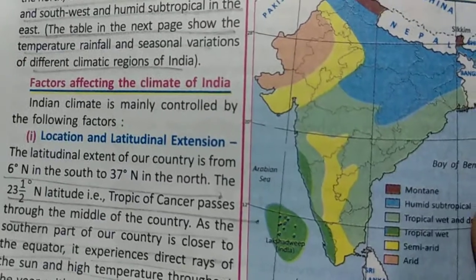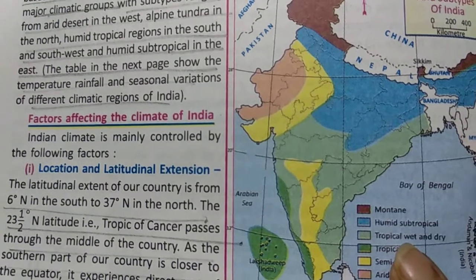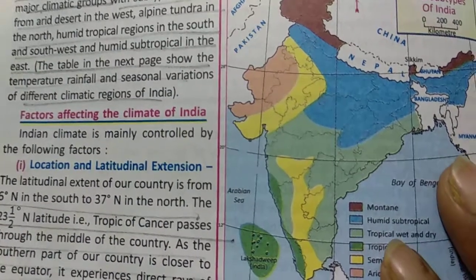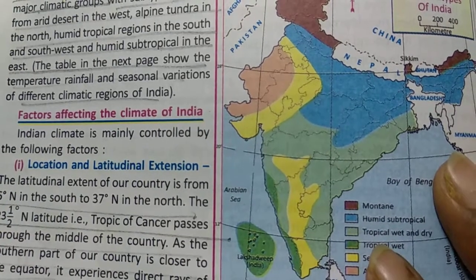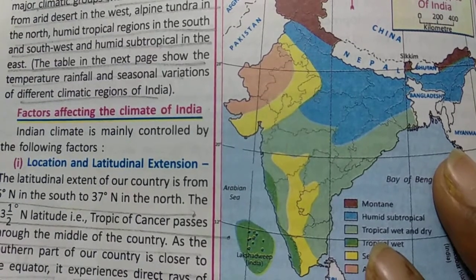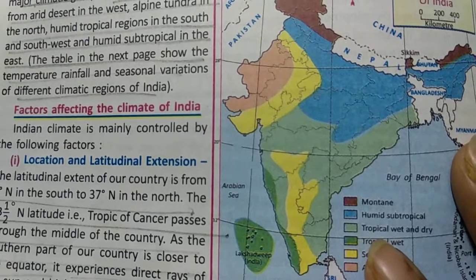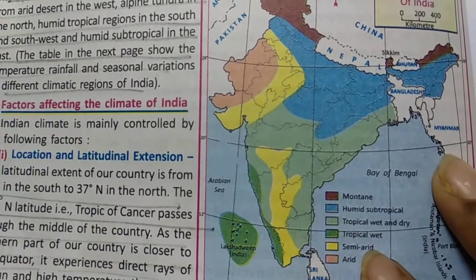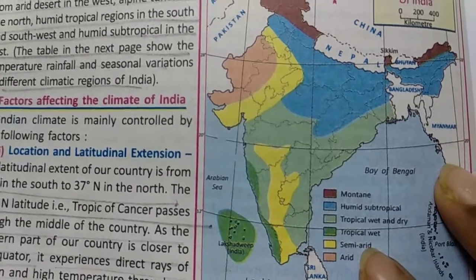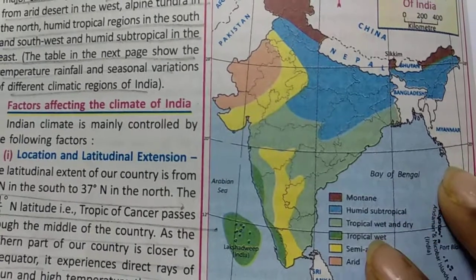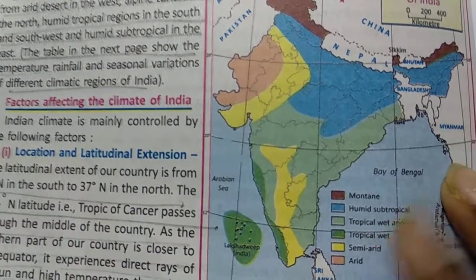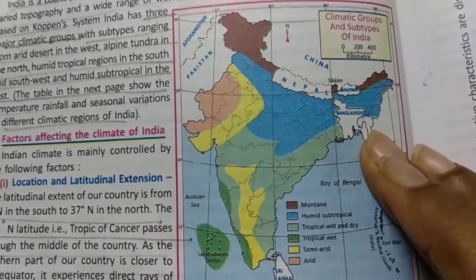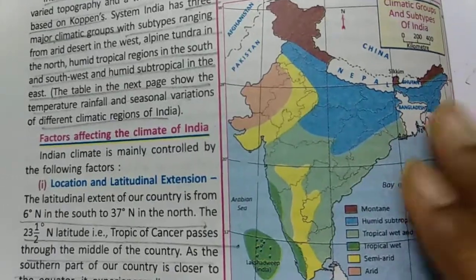Here we can see, talking about the location and the latitudinal extension, our country is, as we know, in the southern part of Asia. So it's latitudinally 6° north in the south and 37° north in the north, and it is 23.5° latitude. The Tropic of Cancer passes through the middle of the country. The southern part of the country, being closer to the equator, experiences direct sun rays and high temperature throughout the year, so they have a tropical climate. The northern part of the land has a subtropical temperate climate with comparatively lower pressure.